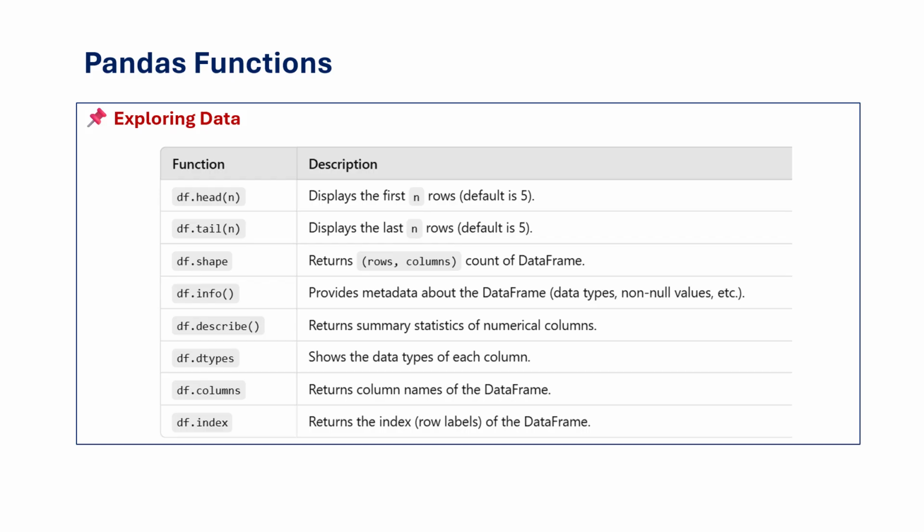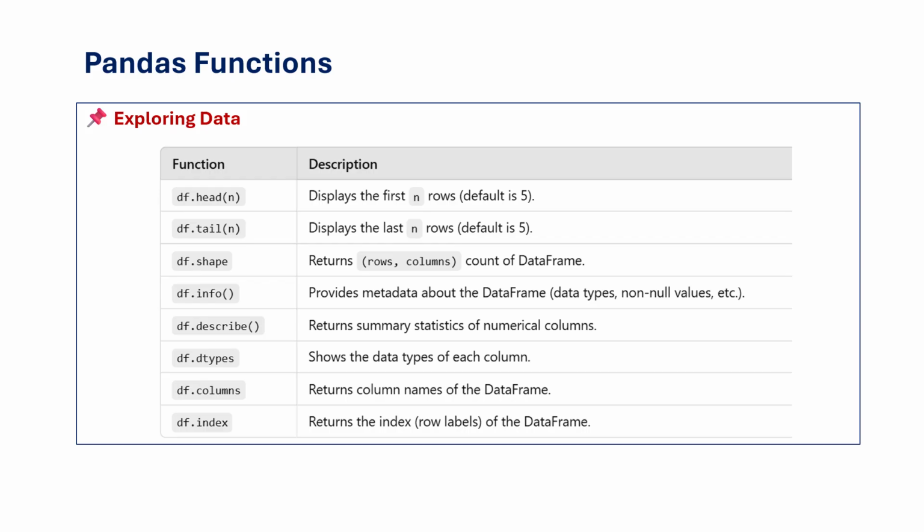The tail function works opposite to the head function. It displays the last few rows of the dataset. This helps us check the ending records of the data. The info function provides a summary of the dataset. It shows the number of rows, column names, data types, and memory usage. It helps to understand whether the data contains numbers, text, or missing values. And the describe function gives statistical information about numerical data. It provides values like count, mean, standard deviation, minimum, and maximum values.